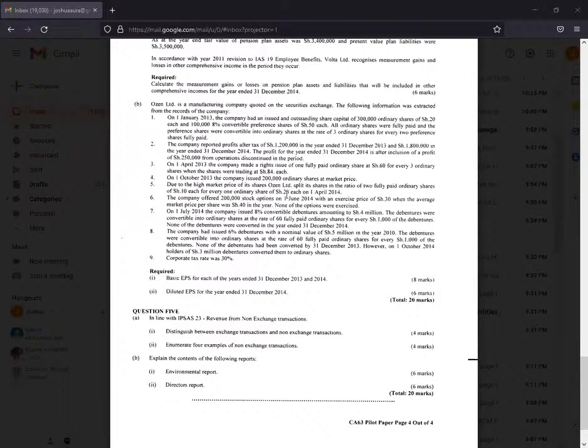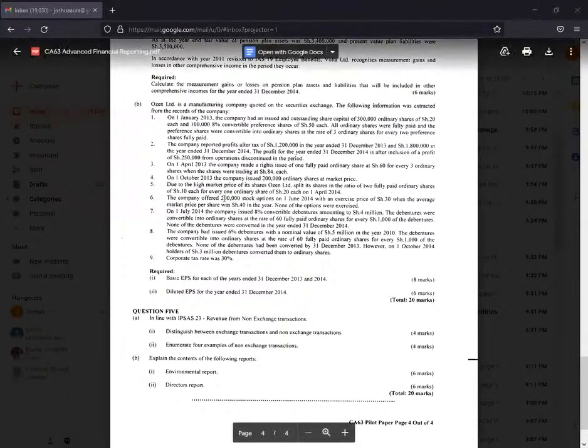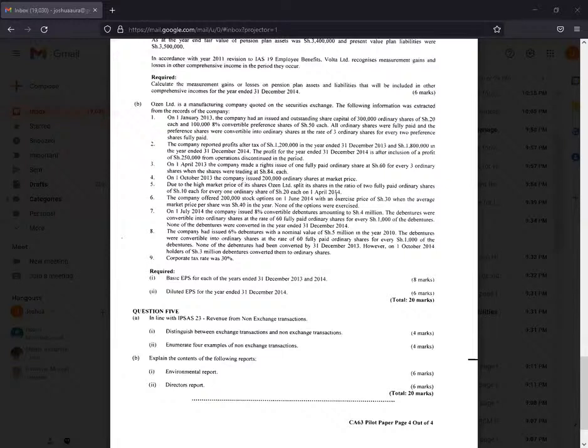So due to the high market price of its shares, Ozen Limited split its shares in the ratio of 2 fully paid ordinary shares of shillings 10 each for every 1 ordinary share of shillings 20 each on 1st April 2014. We are told the company offered 200,000 stock options on 1st June 2014 with an exercise price of shillings 30 when the average market price per share was 40 in the year.